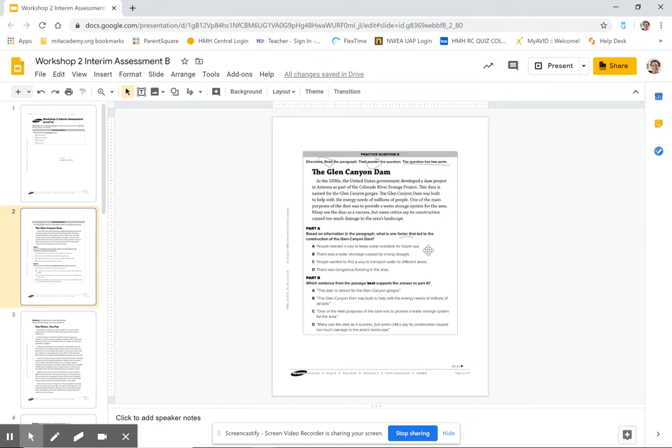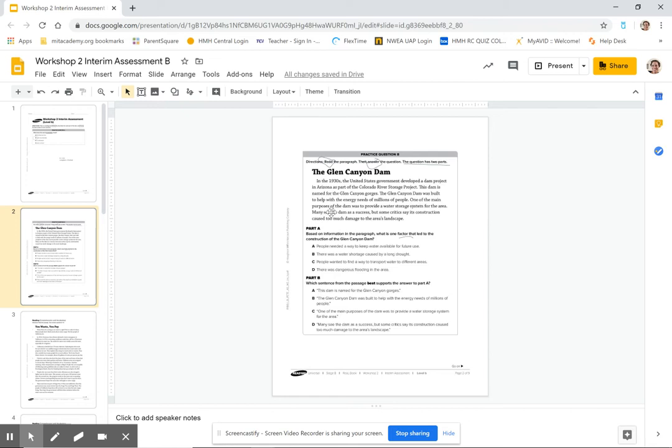Let's see if that's in the answers. People needed a way to keep water available. That's not related to energy. There was a water shortage caused by a long drought. We're studying drought, so I might want to answer B, but it doesn't mention drought here. People wanted to find a way to transport waters to different areas. I don't see that there. There was dangerous flooding in the area. I don't see that in that sentence either. That tells me I need to go to the next sentence.